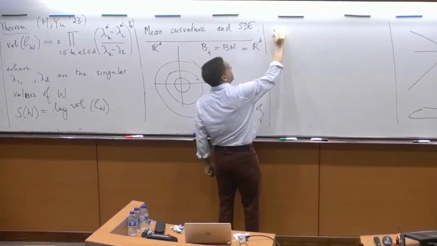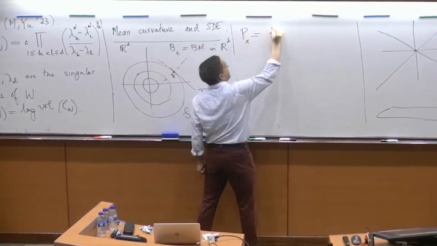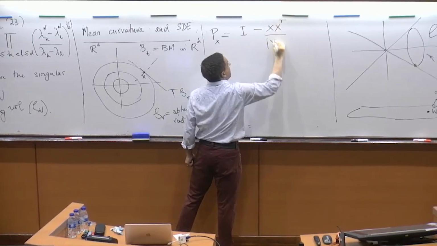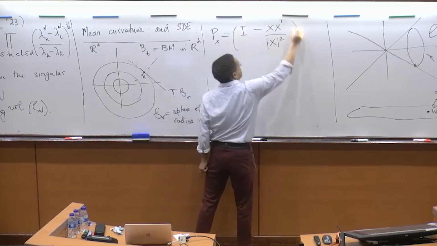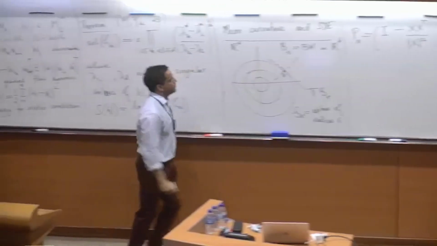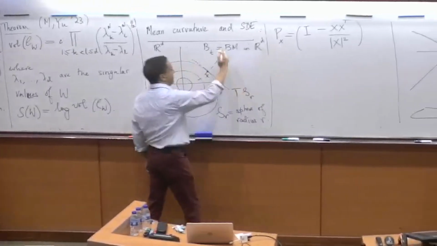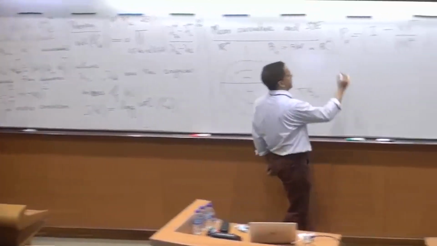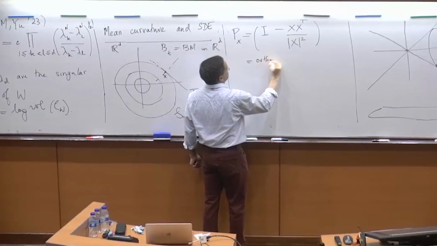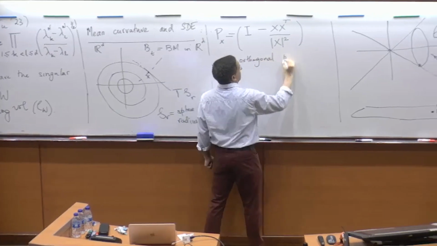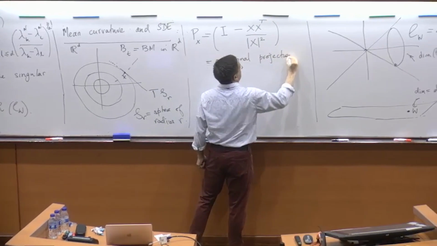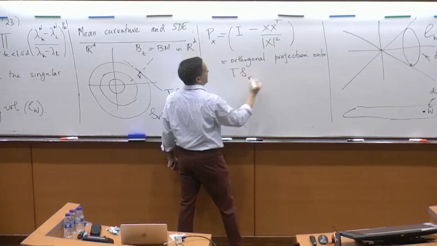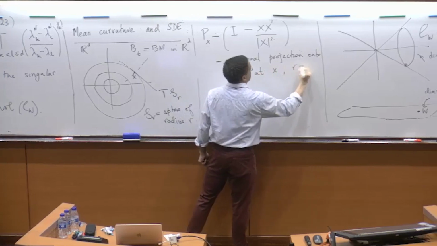Okay, so let's look at this matrix. Let's say P(x) is the identity minus x x transposed over |x|^2. What this matrix does is it gives you a projection onto the tangent space. This is the orthogonal projection onto the tangent space of the sphere with R being |x|.